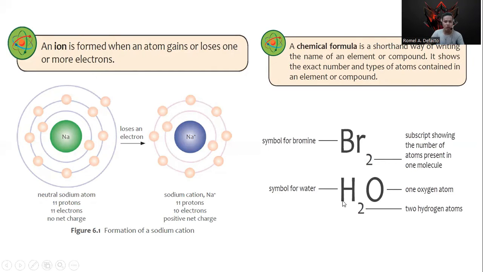For water, you have H for hydrogen and O for oxygen. Then you have the 2, which represents the number of hydrogen atoms. This means there are two hydrogen atoms and one oxygen atom.